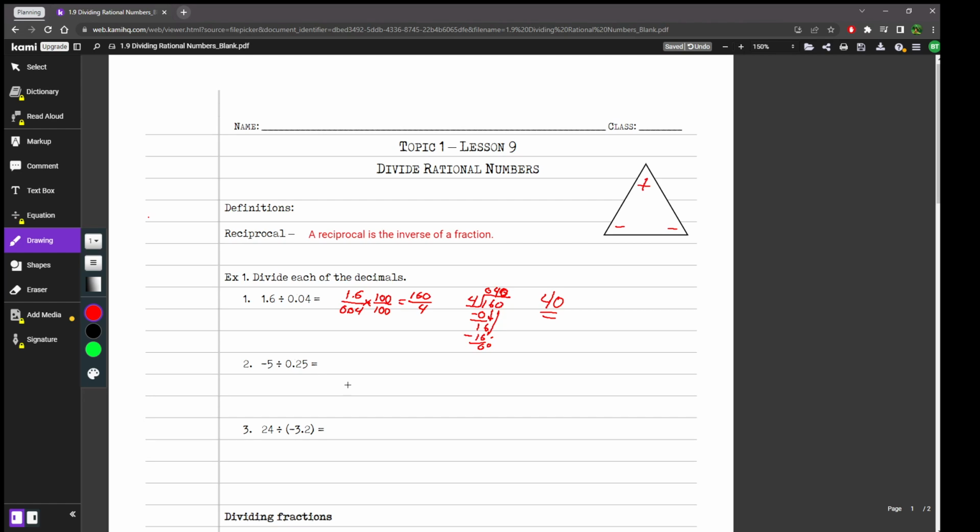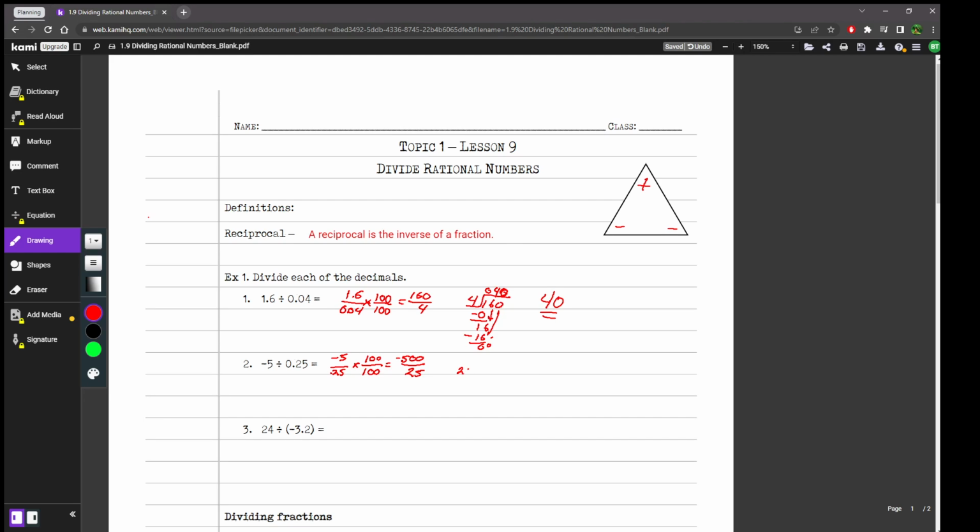Okay? So, similar thing here. I have a decimal, but I want to get rid of this first. So I'm going to write this as a fraction. I have my negative 5. I'm going to put my 0.25 on the bottom, and I want to multiply it by a number so that I can get rid of this decimal. So similar, I have 2 places here. I want to get rid of them, multiply them by 100. So I end up with negative 500 over 25.